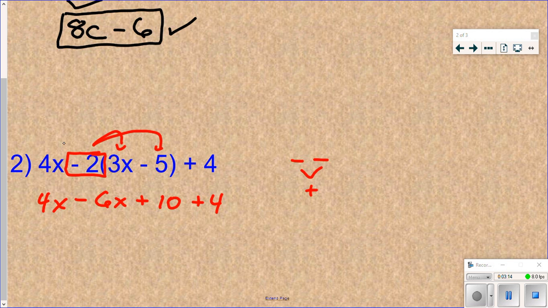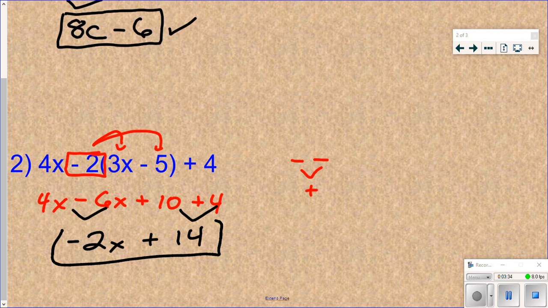Now I'm going to combine like terms. This just happens to have them all next to each other, which is kind of nice. So these are like terms, and these are like terms. 4x minus 6x is negative 2x. 10 plus 4 is 14, and that's positive 14, so that makes that plus 14 here. So again, our answer in the box is mathematically equivalent to what we started with. Again, if I went too fast, back it up.